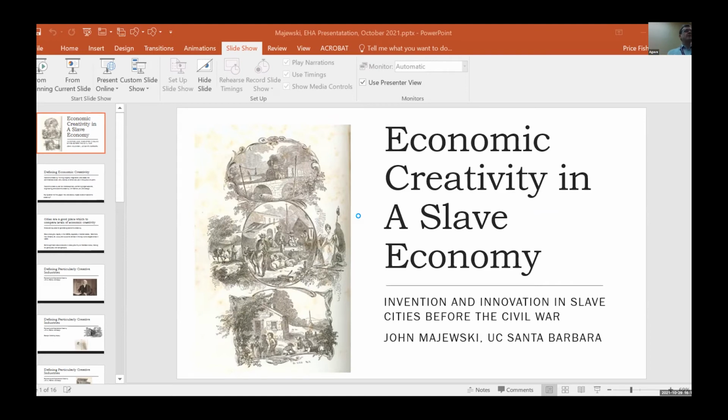There's obviously a very large literature going back to Jane Jacobs that sees cities as key sites for generating economic creativity. In the 1850s, especially in the South, you have a number of important slave cities, and I would include Baltimore, New Orleans, St.